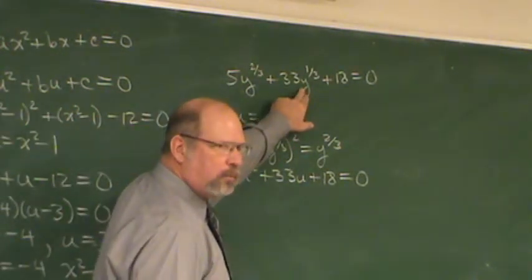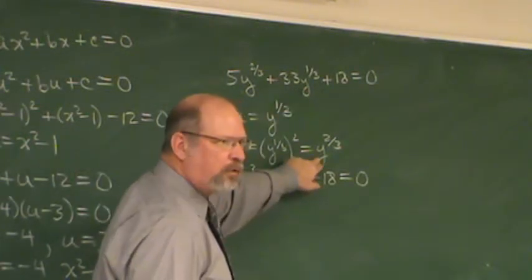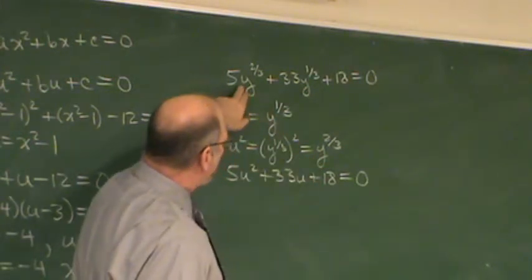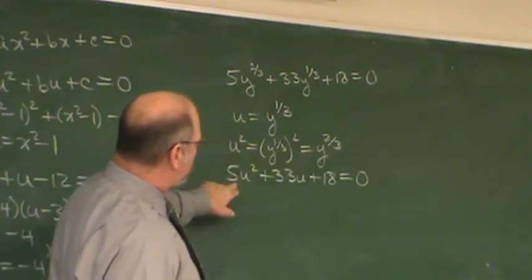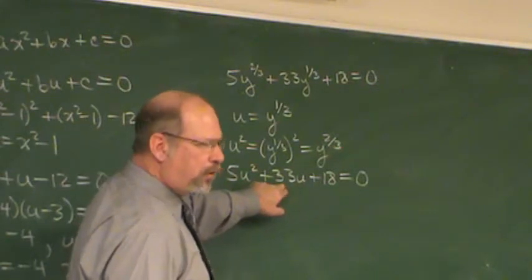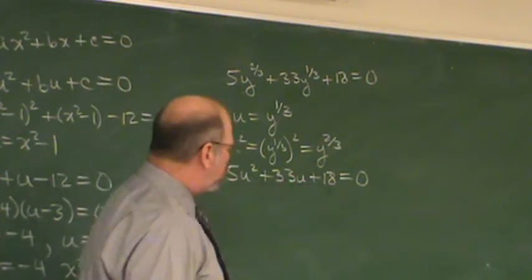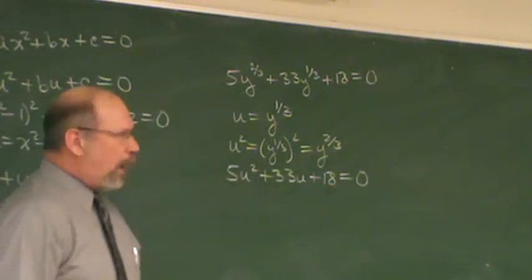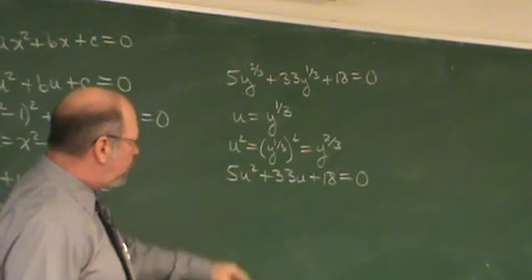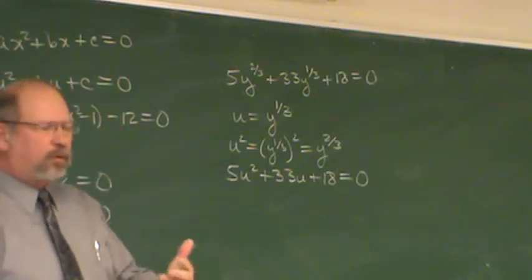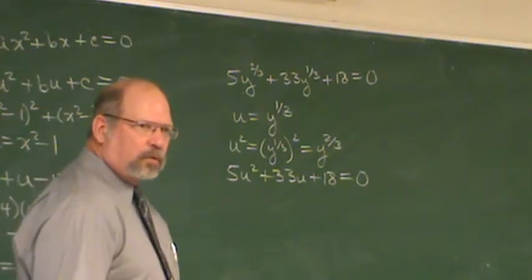u is y to the 1/3, right? u squared is y to the 2/3. So this turns into 5u squared plus 33u plus 18. Yes? All right? And that's not near as bad as that, is it? No. Okay? Let's try to factor that, or if you don't like factoring, you can throw in the quadratic formula. Most of these will factor.